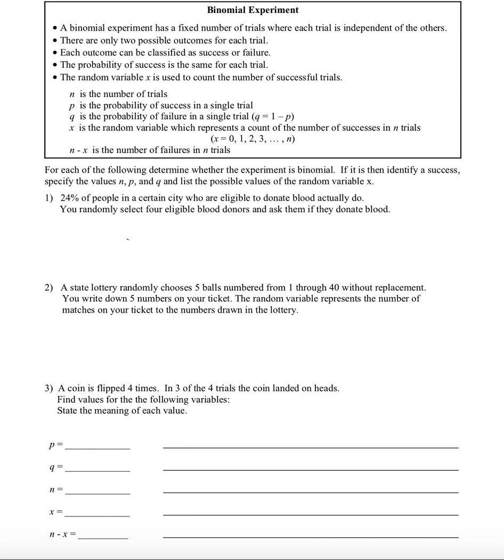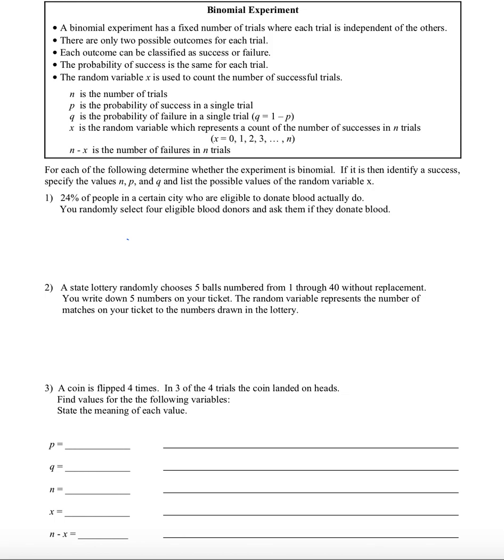What is a binomial experiment? A binomial experiment has a fixed number of trials where each trial is independent of the others. There are only two possible outcomes for each trial, and they'll be classified as either a success or a failure. The probability of success has to be the same for each trial, and we'll use the random variable x to count up the number of successes.